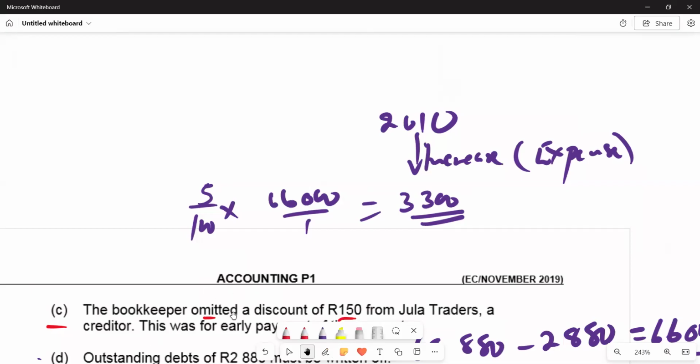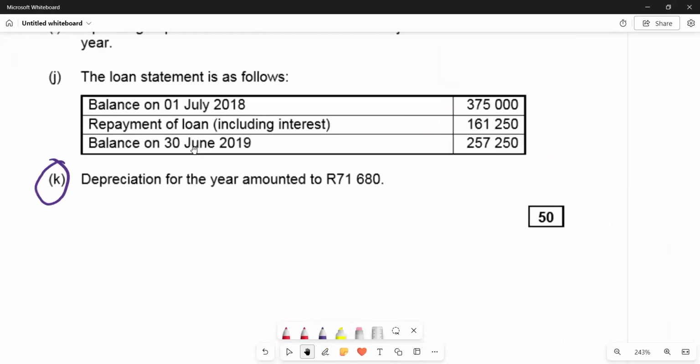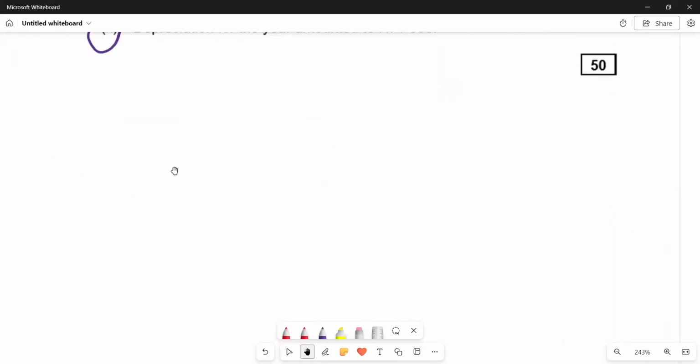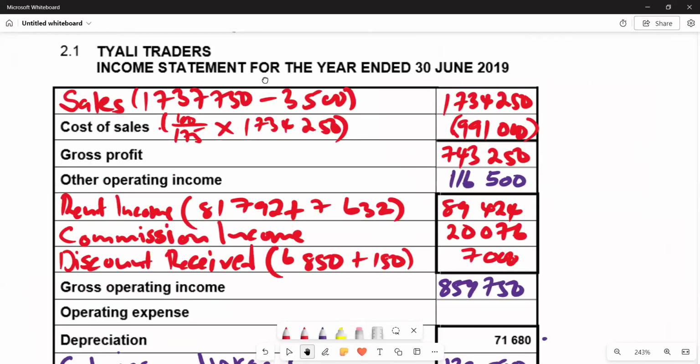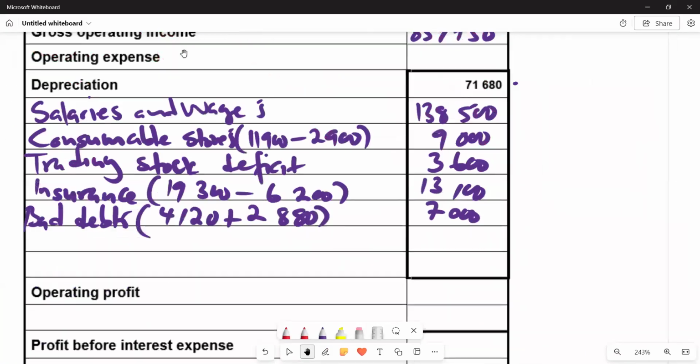So this is exactly what we are going to summarize as provision for bad debts adjustment. We can just come in and we are saying provision for bad debts. Obviously, in brackets, we are going to show it as 3,300 minus 2010. And then the answer that we are getting is 1,290.